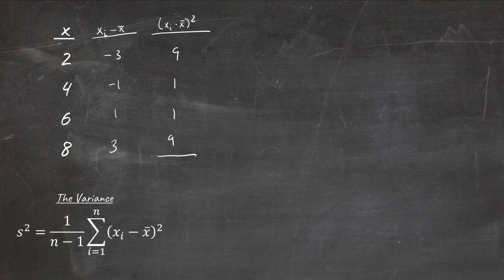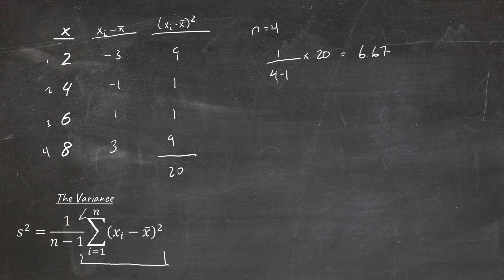And then the next step is to add up each of those values. These ones add up to 20. And so now we've done this part of our formula. We still need to divide by n minus 1. So n, in this case, is equal to 4 because we have 1, 2, 3, 4 observations. And so we're going to take 1 over 4 minus 1, and we're going to multiply that times our sum, which is 20, and that's going to equal 6.67, or thereabouts.